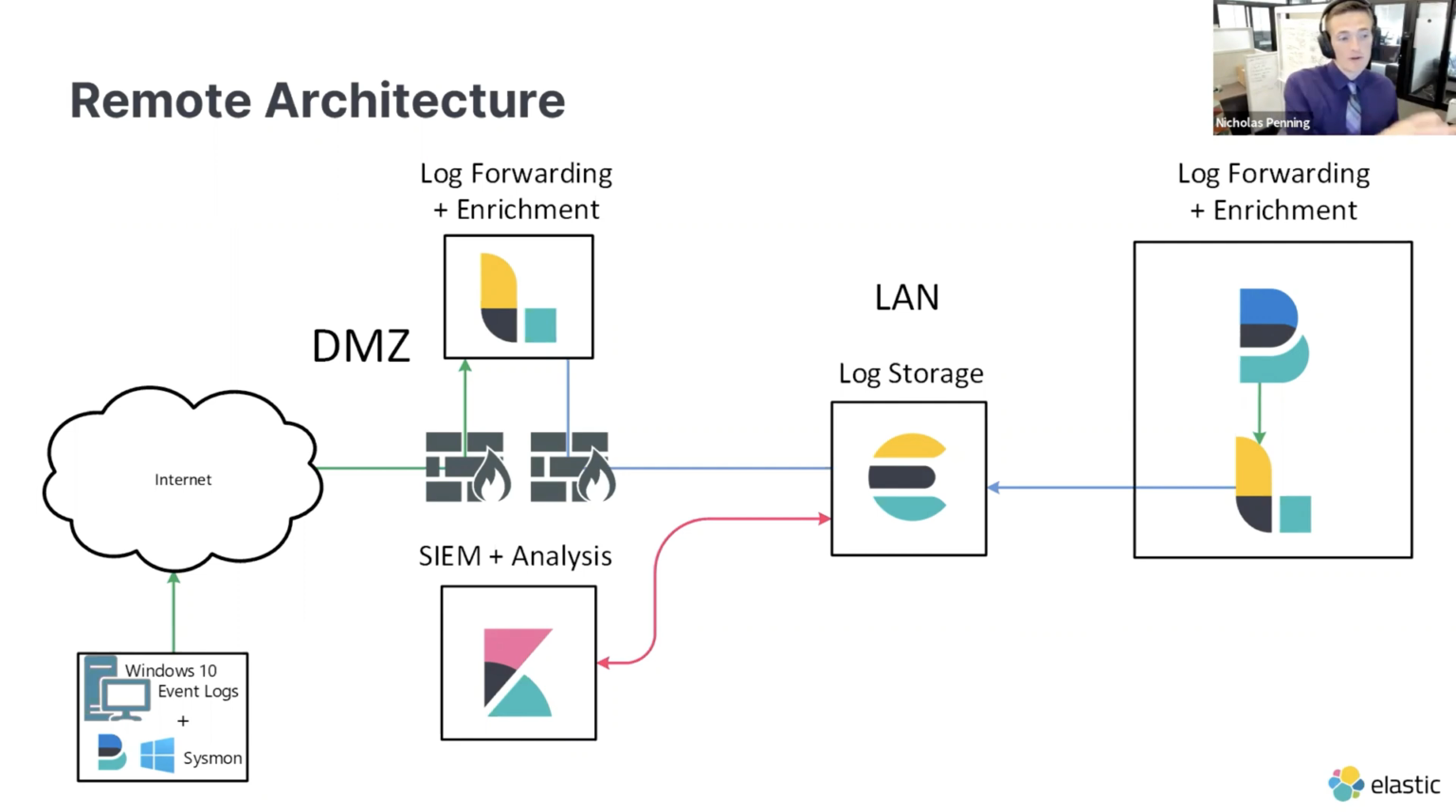So anyways, we have Windows devices. They're out on the coffee shop Wi-Fi. They're performing whatever activity they're doing, and they're sending logs to that DMZ node. Logstash takes those and ships them over to Elastic and gets those ingested, and then we can look at those with Kibana. Any questions on the high-level view of what this remote architecture looks like?